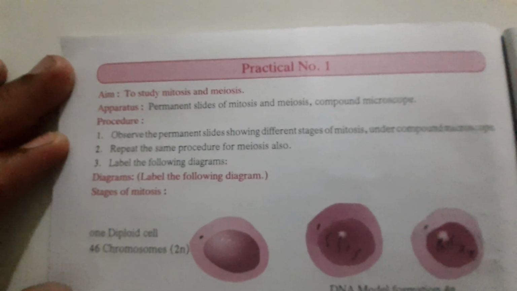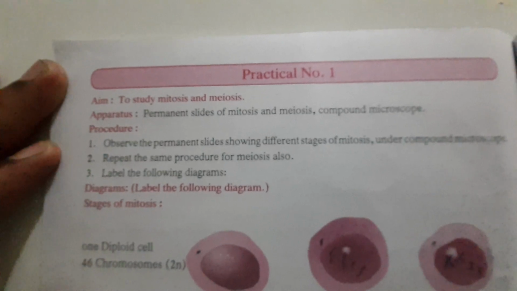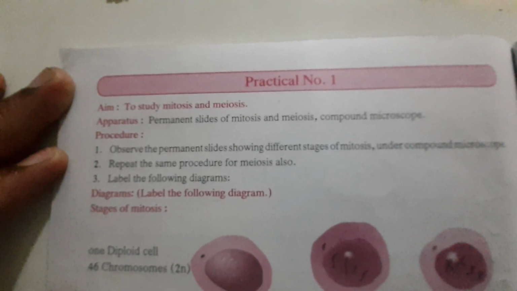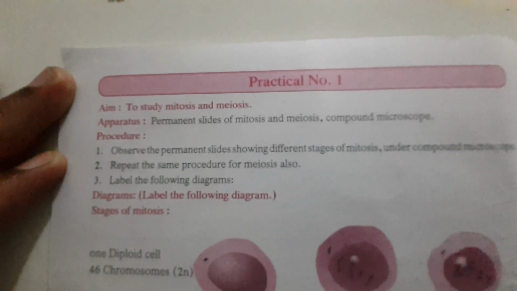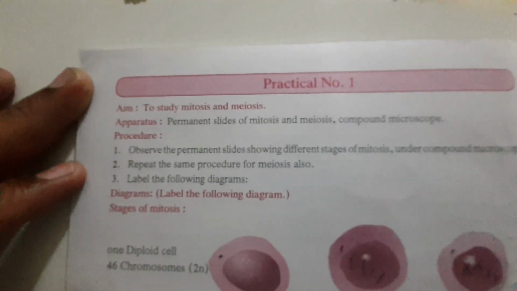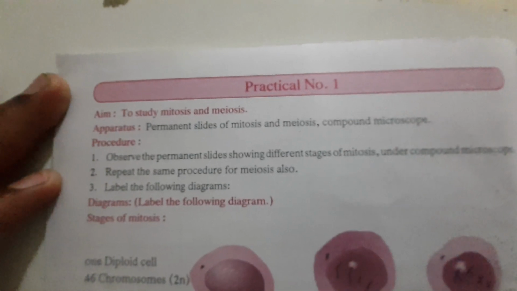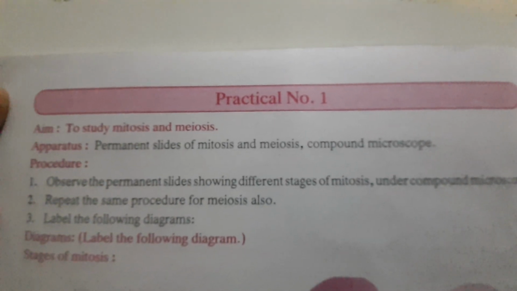Hello everyone. Today we are going to study practical first of science part 2, that is to study mitosis and meiosis. For this practical we need apparatus as permanent slides of mitosis and meiosis with different phases, and the second apparatus which we need is the compound microscope.